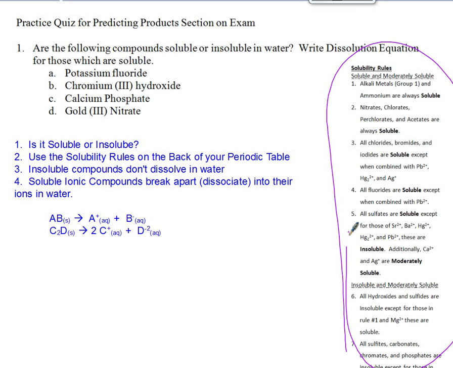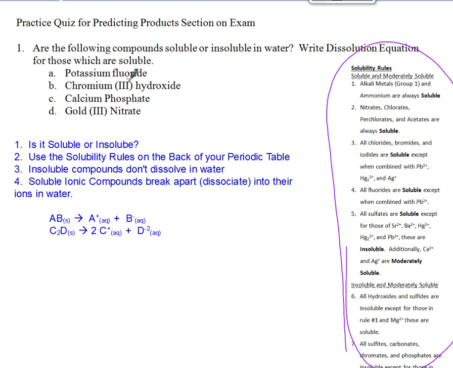These solubility rules are found on the back of your periodic table. So you're going to need your periodic table. Pause the video if you haven't got a periodic table out. Alright, good, you got your periodic table. Now all you do is look up these compounds on this list.